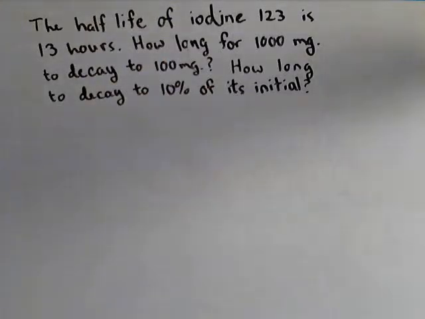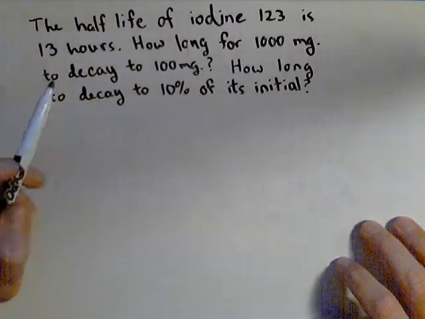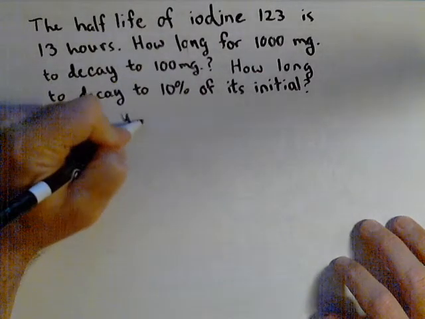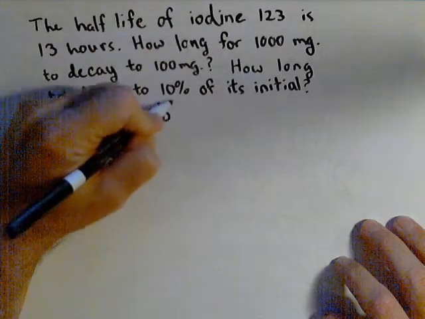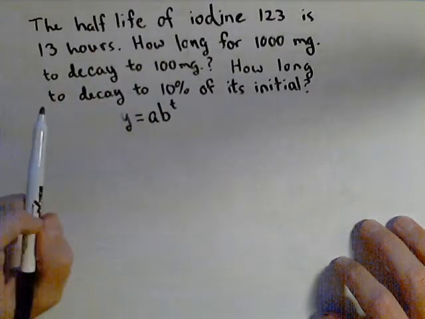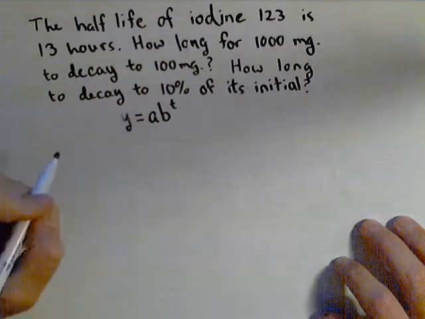So in this video we're going to talk about using half-life to build a model and how we can use it to answer some questions. So we're going to look at the isotope of iodine-123, which has a half-life of 13 hours. I'm going to use this form of the model, y equals ab to the t, and it's really slick how we can use half-life to build the model.